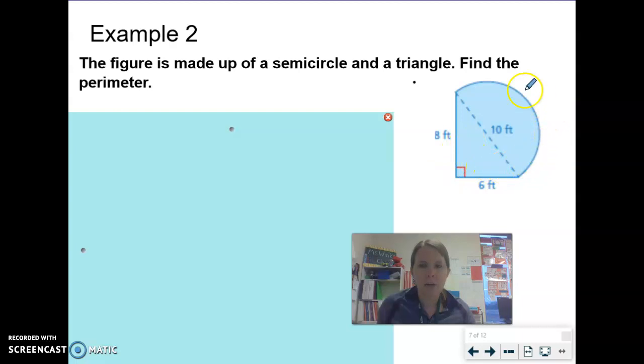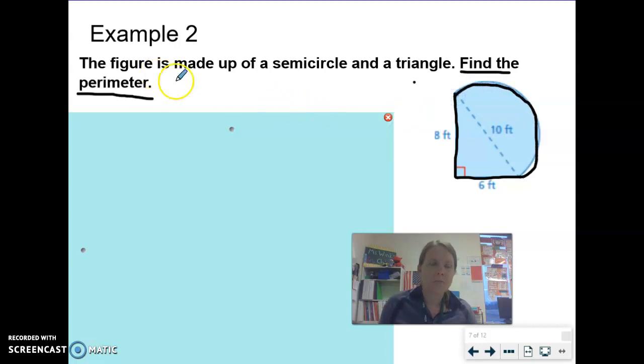This time I've actually got the shape and what I need to be working on with, okay? So for this example, example 2, it says the figure is made up of a semicircle and a triangle. Here is my direction, so underline it. Find the perimeter. So again, that means I am finding the measurement on the outside, okay? So I want all of this part, again, as best as I can to trace it here.